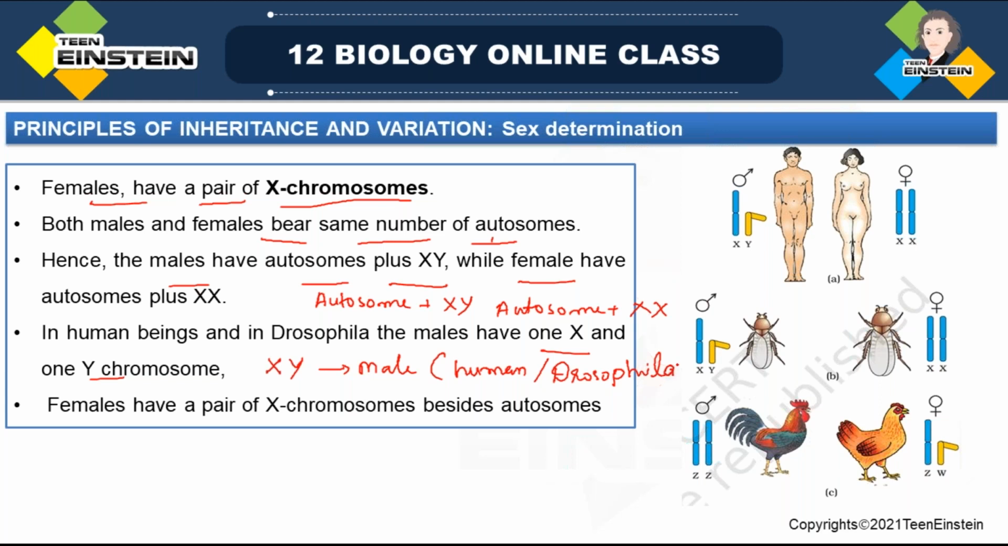In both, the male has one X and one Y chromosome, and the female has a pair of X chromosomes besides autosomes. Instead of XY, which is in the male, it will be XX in the female.